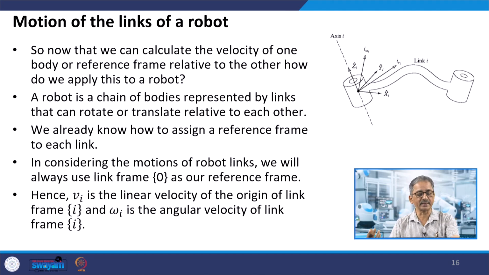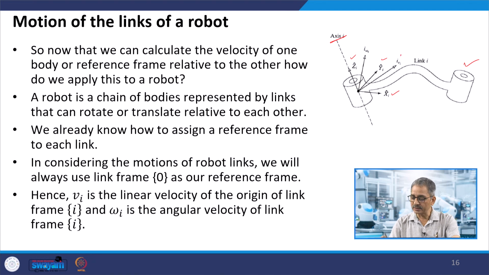So, now let us consider the motion of the links of a robot. Suppose I have got a link over here and this is say a joint axis i. I can attach a frame to this link. This frame is say xi cap, yi cap, zi cap, and zi cap is along the joint axis that we can see over here.